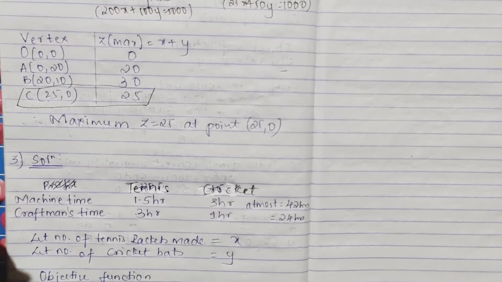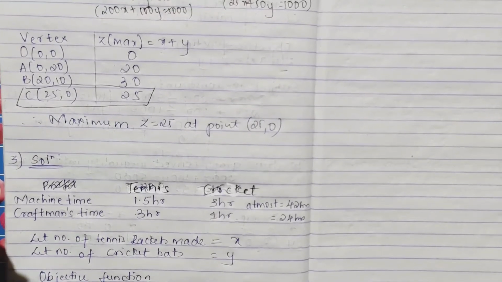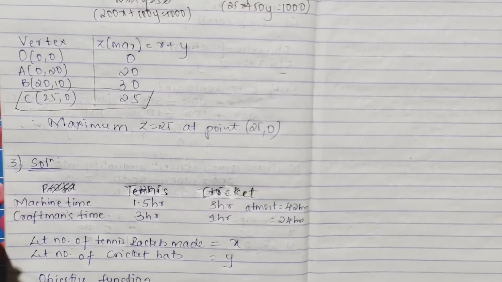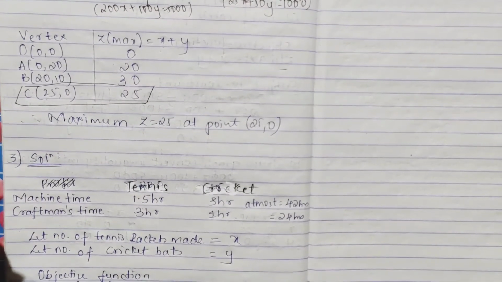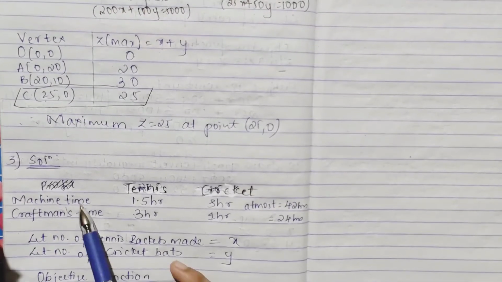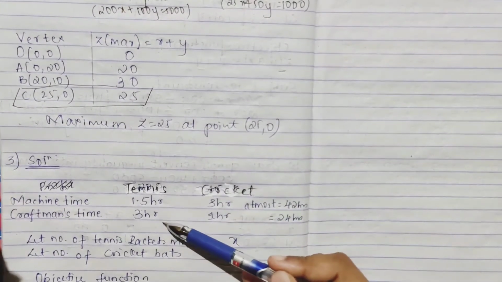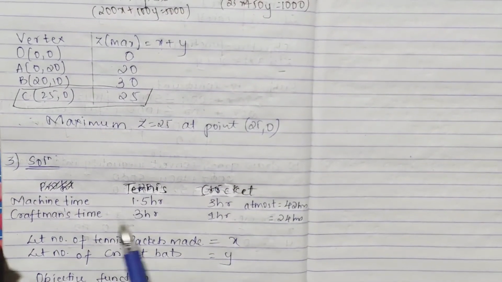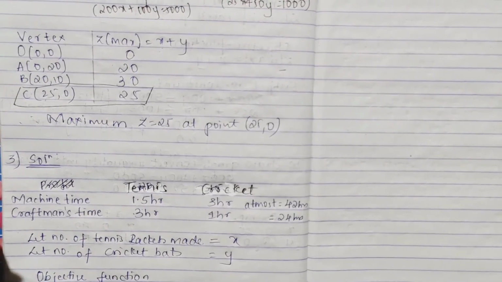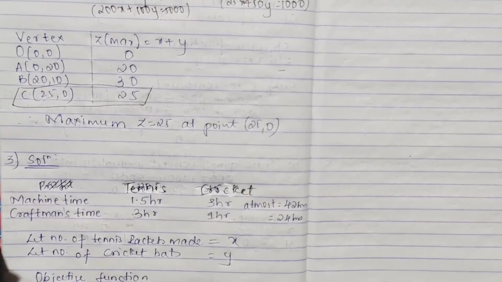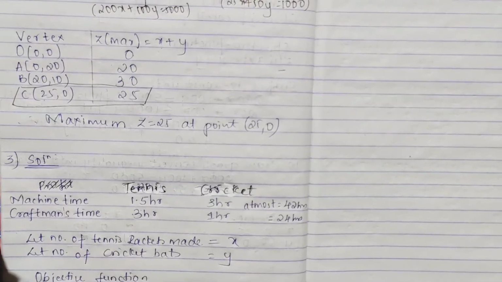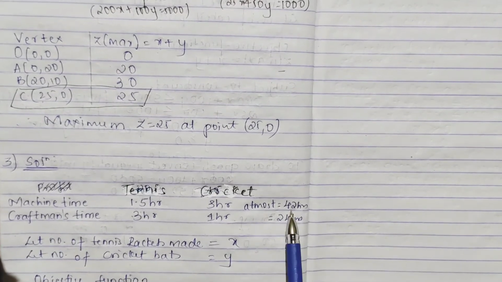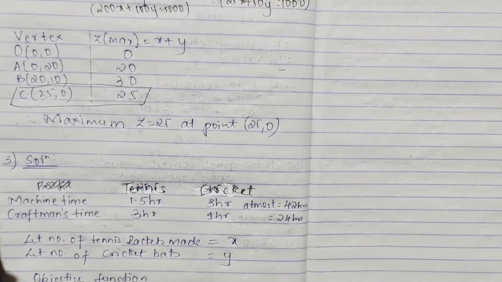About tennis rackets and cricket bats they are telling, and for both there are 2 common points, that is machine time and craftsman time. Your tennis racket takes 1.5 hours of machine time and 3 hours of craftsman time, so we've written the same. And for cricket it takes 3 hours of machine time and 1 hour of craftsman time. And what they have said, availability should be not more than 42 hours. Not more than 42 hours means at most. Availability for machine time is 42 hours and for craftsman it is 24 hours.